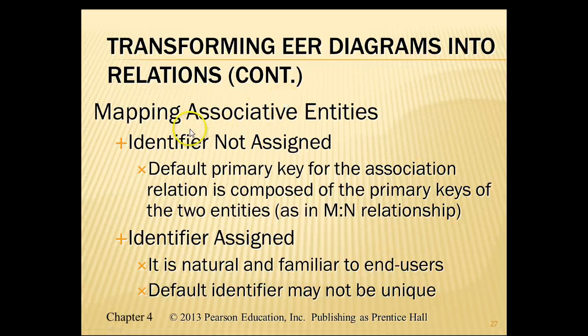When we talk about the mapping of the associative entities, we have identifier not assigned and identifier assigned. The identifier not assigned will result in the default primary key for the association relation composed of the primary keys of the two related entities in the many-to-many relationship. And then the identifier assigned is effectively having its own primary key.